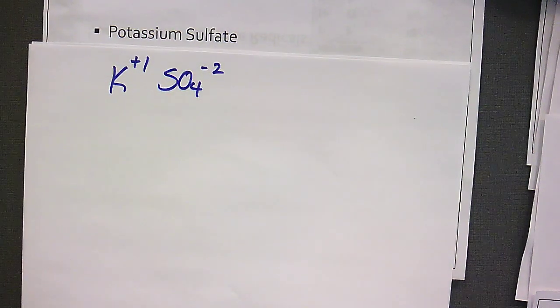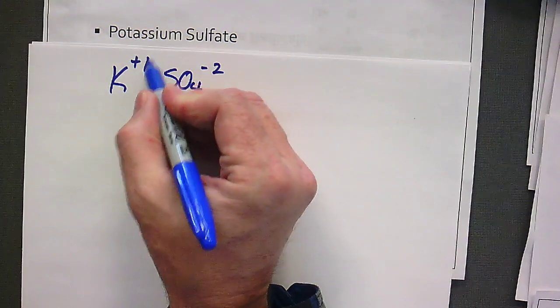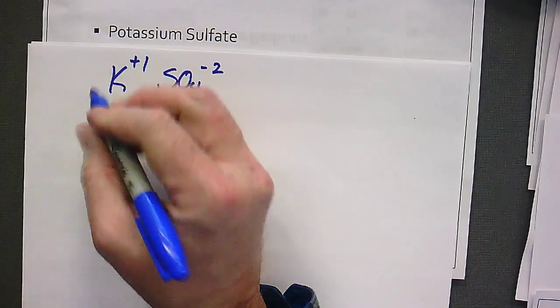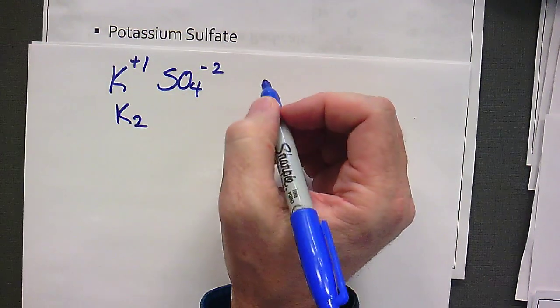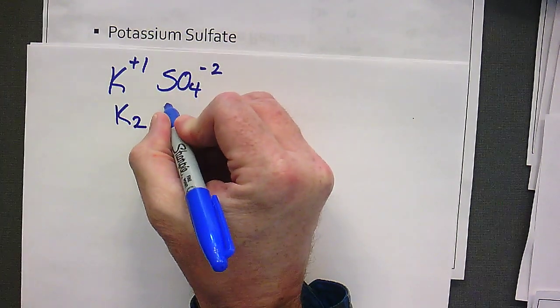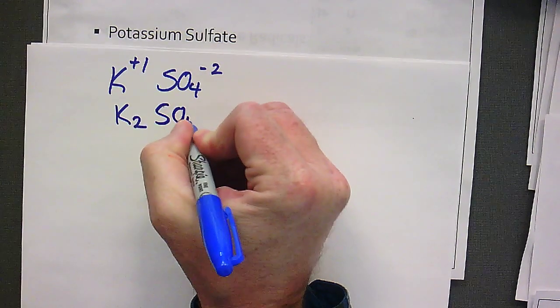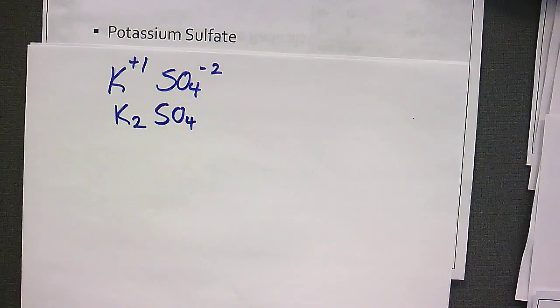-2. Okay? So what is the least common multiple of 2 and 1? 2. What's 2 divided by 1? 2. K2. What's 2 divided by 2? 1. So we only need 1 SO4, so we write it exactly like it is. We don't have to do anything else to it.